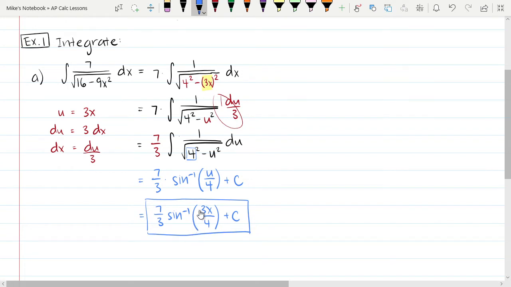I do think that WebAssign tends to favor the inverse notation as opposed to arc, but technically if you're able to type in arcsine, it should accept that as well. But if you do try typing in arcsine and you're sure you're right but it marks you wrong, try switching to the inverse notation to see if that makes a difference. All right, let's try another one.